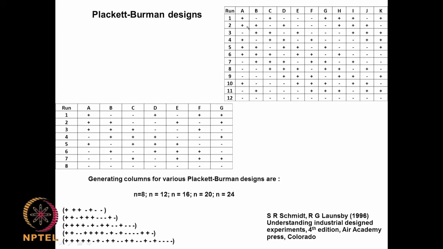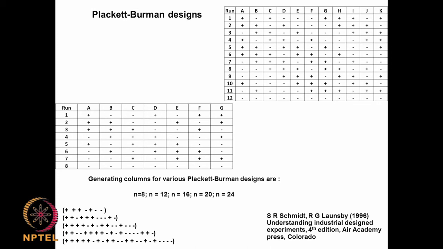So this plus will come here, this plus will come here, this minus will come here, plus, plus, plus, minus, minus, minus, plus. Okay, do not put anything on this 12th row, and so on. So if I have 11 variable, all I have to do is 12 experiment, whereas if I want to do a factorial design, 11 variables 2^11, which is a huge number.